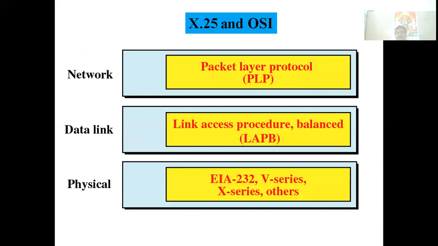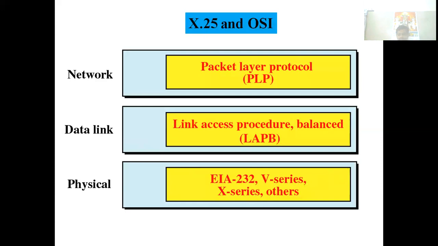Now we are going to compare X.25 and OSI. In OSI you have 7 layers and in X.25 you have only 3 layers: physical layer, data link layer, and network layer. In the physical layer of X.25, the interface defined is EIA 232, which is similar to RS 232. This is nothing but a connector. Next to it are the V series connector and X series connector. So in the physical layer, some connectors are defined. These connectors have varying pin numbers and varying data rates.